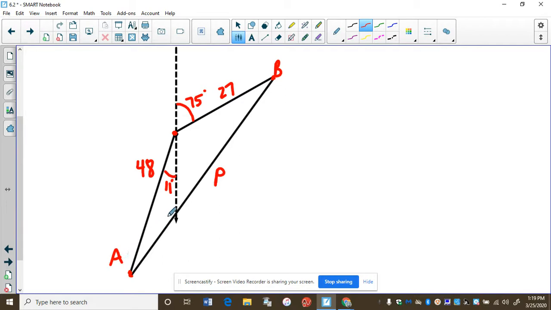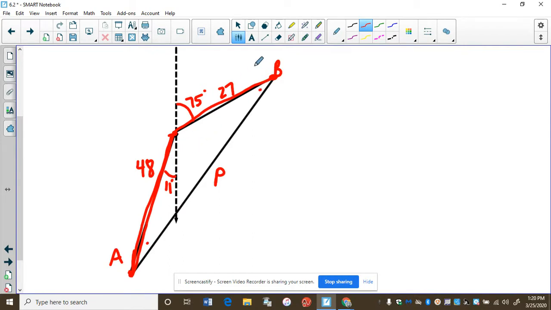Now, when you look at this information, we have a triangle here. We have this north-south line, but we also have a triangle where we know some of this stuff, right? It's important that when you set up this problem, you label the parts of the triangle that you know. I know that this side length is 48, and I know that this side length is 27, okay? But I don't know anything else about that. I certainly don't know this angle.